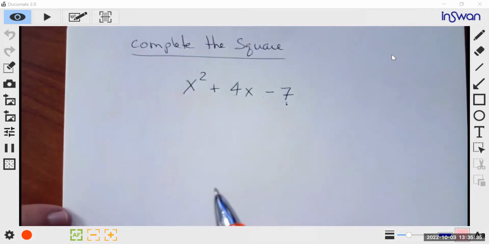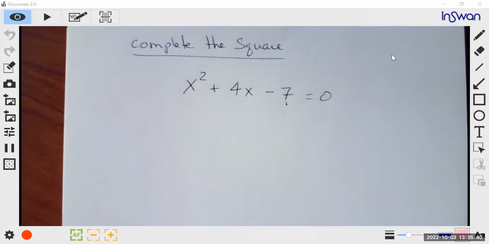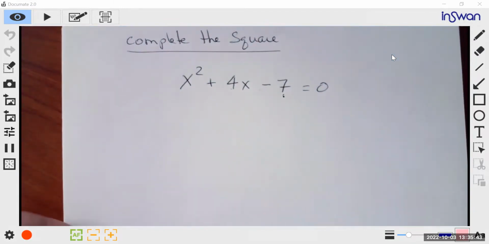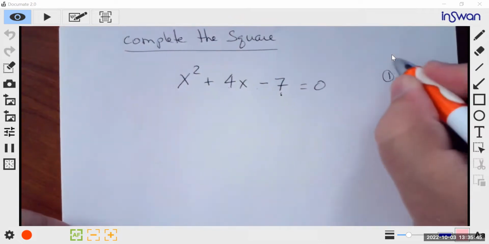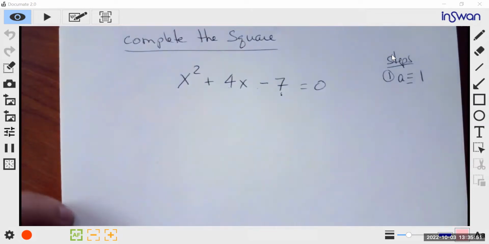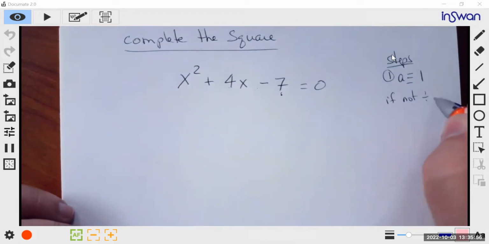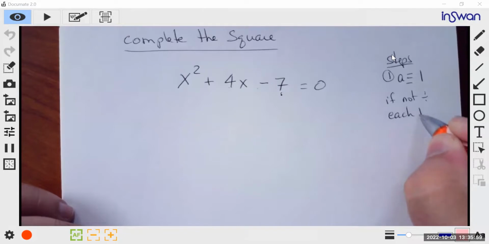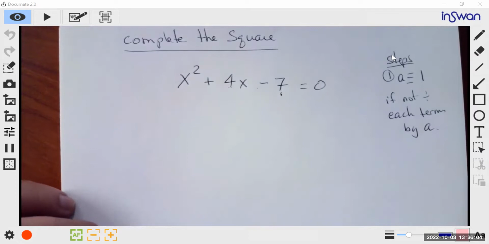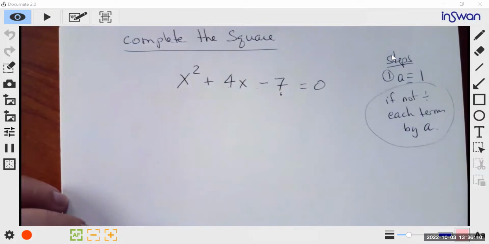So let's try another method. Complete the square. It only works on equations. You have to set it equal to 0. First step: A has to equal 1. If not, divide each term by A. We'll come back to this at the end and put it back. So this method only works when A is 1.